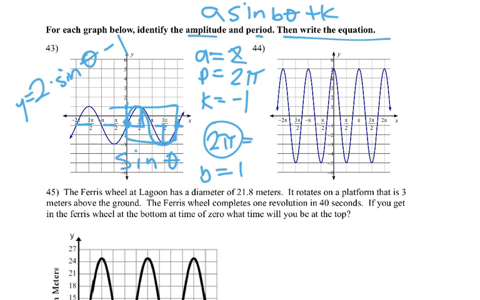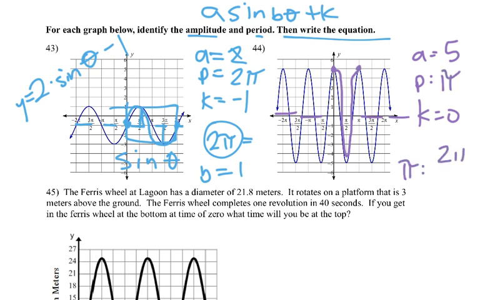let's find that one. So again, look for that midline. Up 5, down 5, so the midline's going to be on the x-axis, so k is 0. Which means we have an amplitude of 5 and a period of, so we start up here, how long does it take us to get back there? Looks like pi. So period of pi, so I go pi equals 2 pi divided by b.